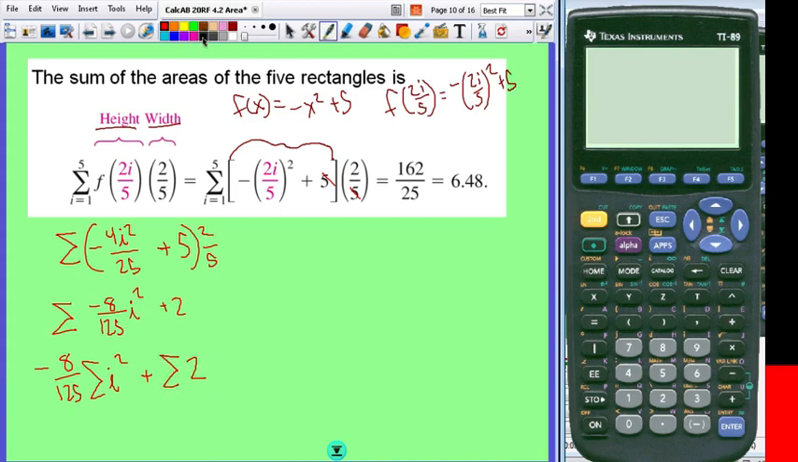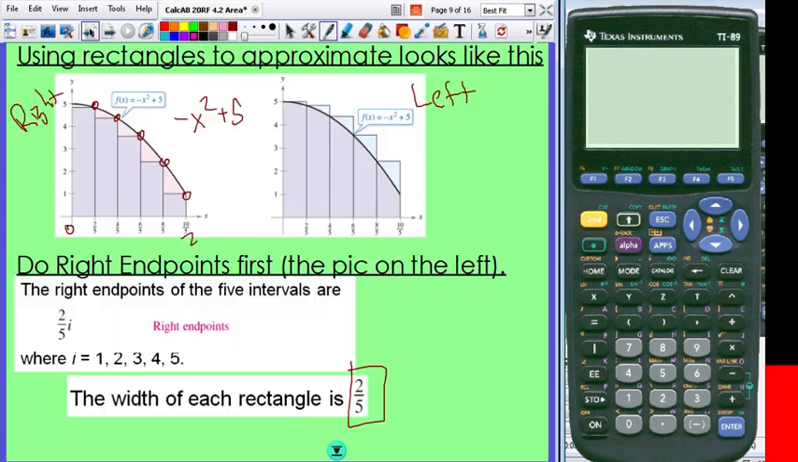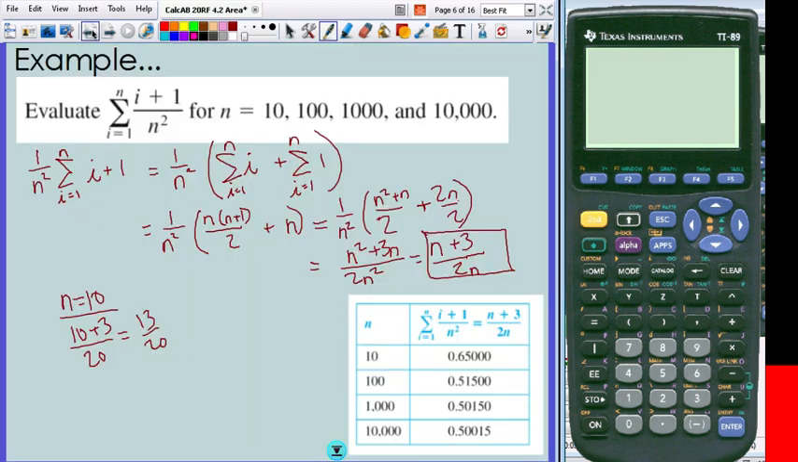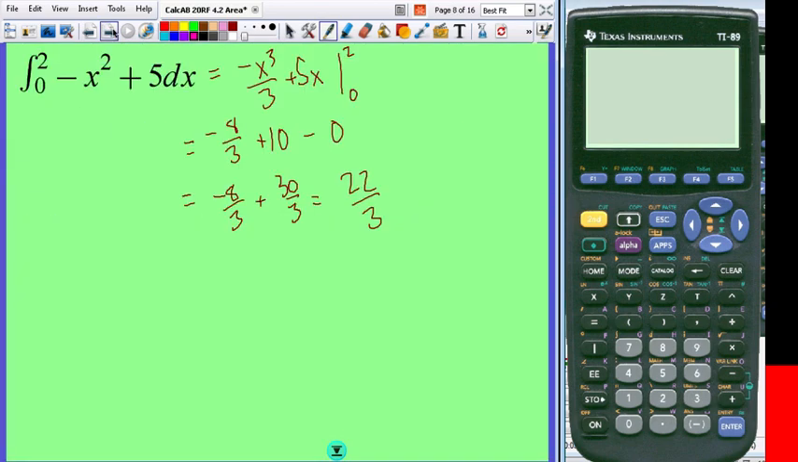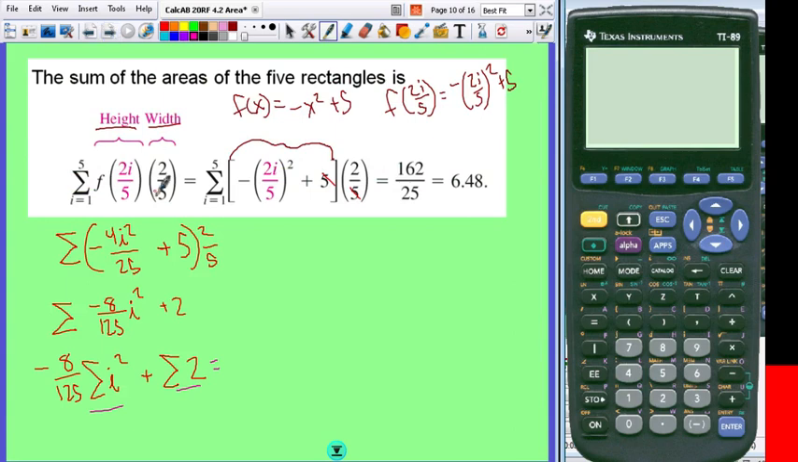Now you can use this and this, we had formulas for both of those. If I'm going back to the sheets, and I'm going to go way back because I didn't write it down either. It was i squared. So the sum of i squared is n times n plus 1 times 2n plus 1 over 6. Okay, n times n plus 1 times 2n plus 1 over 6. And don't forget times the constant right here, so times the negative 8 over 125. Plus the sum, when you have 2, it's just 2 times n, or 2n.